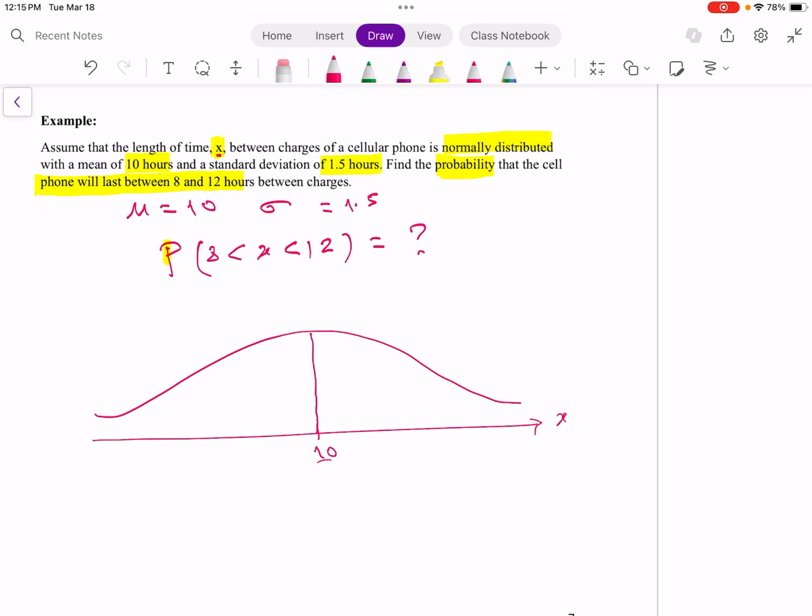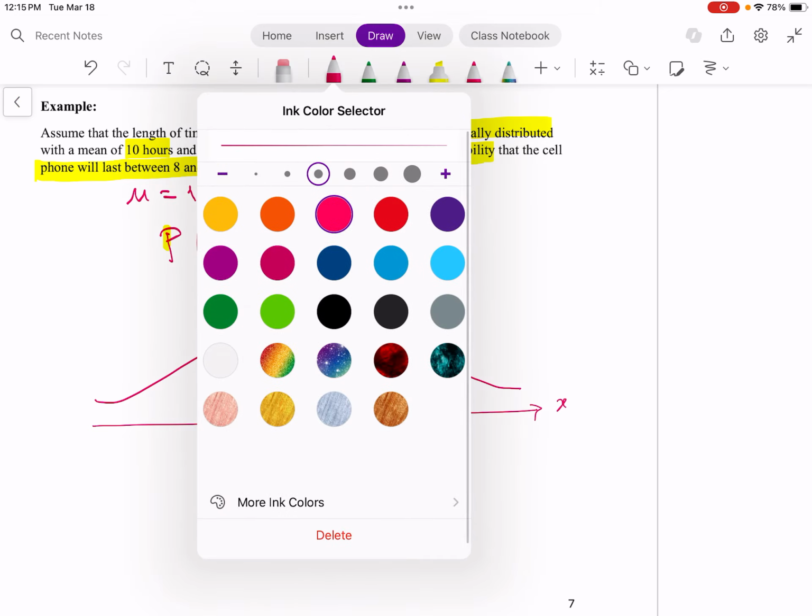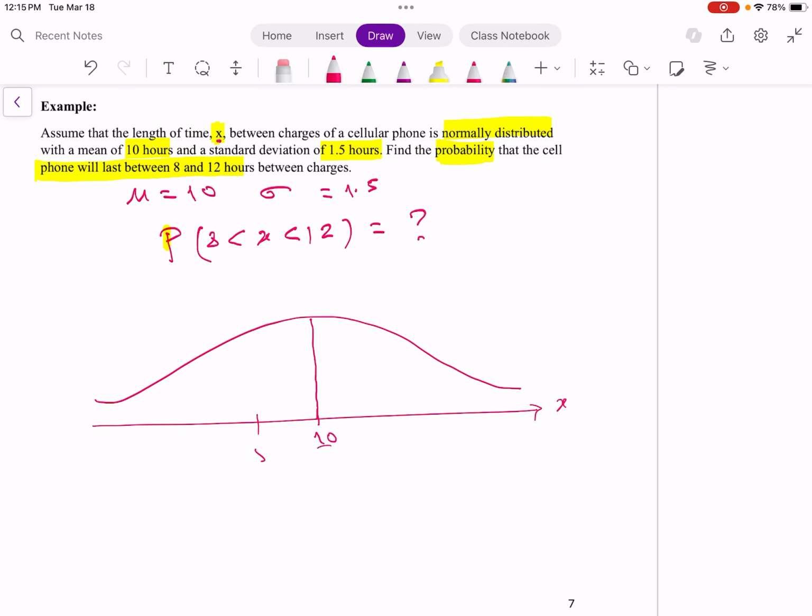And we are asked to find the probability that x is between 8 and 12. Now let's locate 8 and 12. So we have 8, let's say somewhere here, and 12 somewhere here.